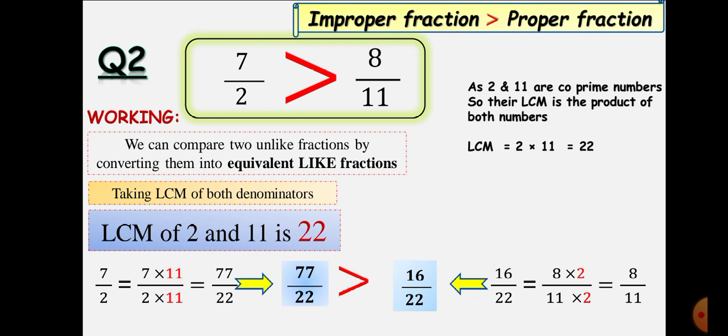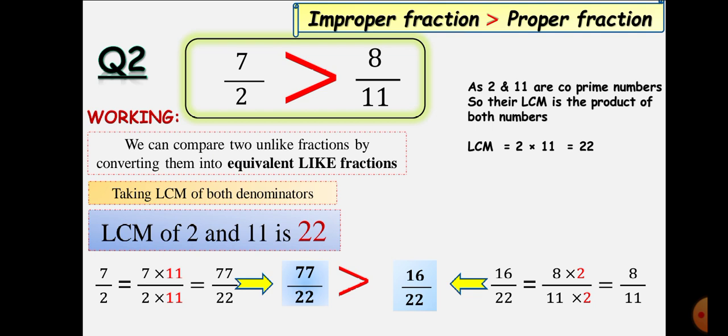Okay, let me tell you one more thing that we previously discussed: an improper fraction is always greater than a proper fraction. Let's take the example 7 over 2, that's an improper fraction, and 8 over 11, that's a proper fraction. So now we have to take the LCM. First of all, both are unlike fractions because the denominators are different.